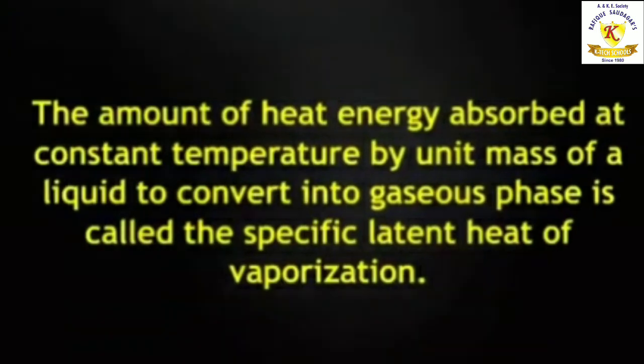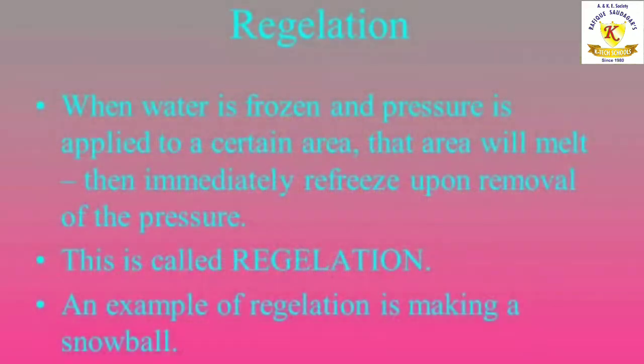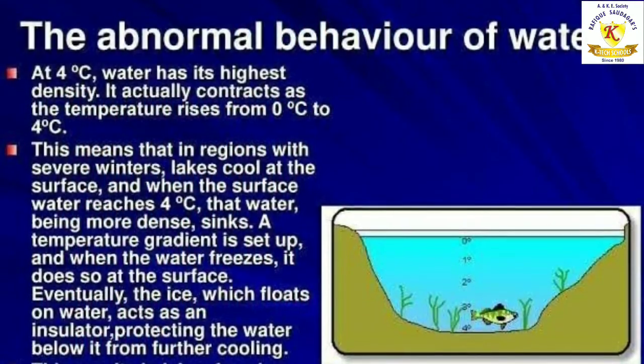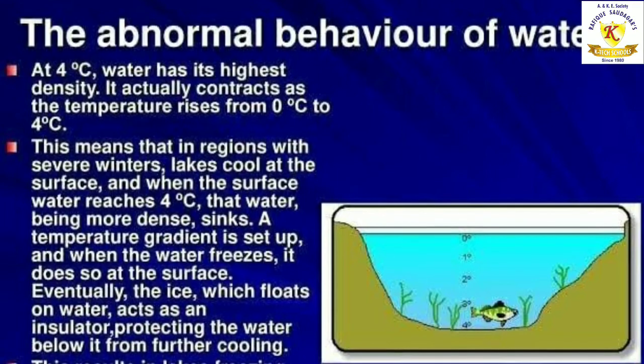The next thing we have learnt is regelation. When ice is frozen and pressure is applied to a certain area, that area will melt, then immediately refreeze upon removal of the pressure. This is called regelation. An example of regelation is making a snowball. We have seen this. Now the abnormal or anomalous behavior of water.